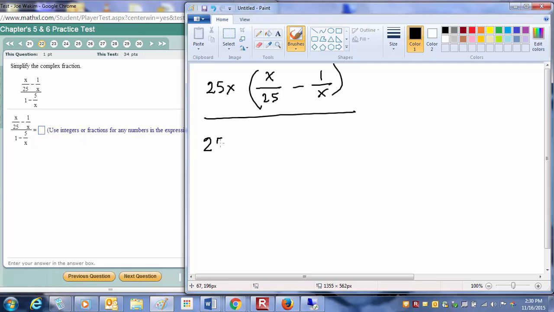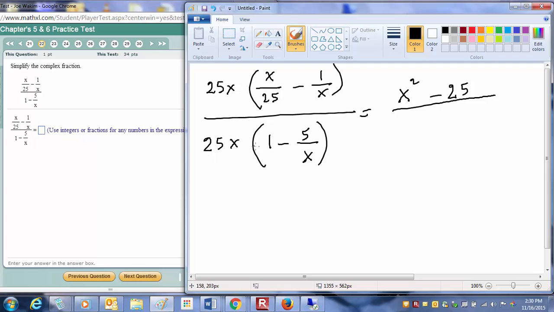Denominator 25x. So if you multiply here by 25x, the 25 is going to cancel, and x times x would be x squared minus. If you multiply 25x times 1 over x, the x will cancel, and then you end up with negative 25. Difference of two squares. Denominator. 25x times 1 is 25x. And 25x and x here will cancel, so 25 times 5 is 125.